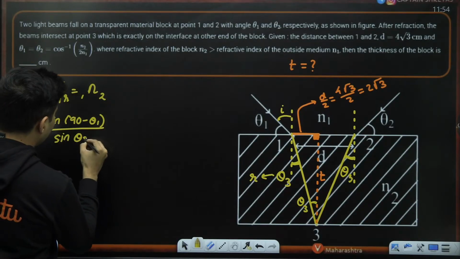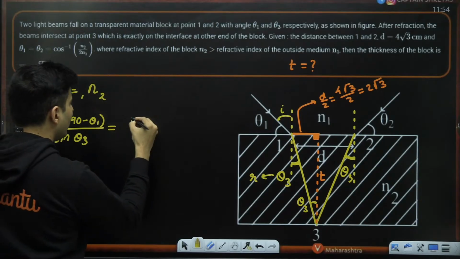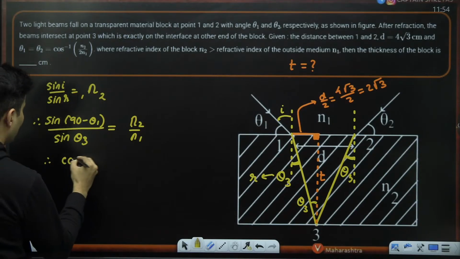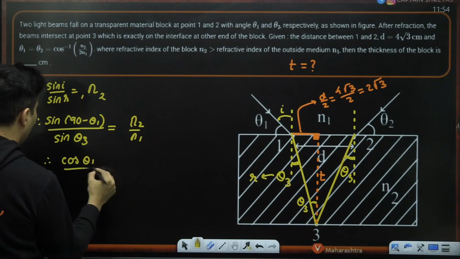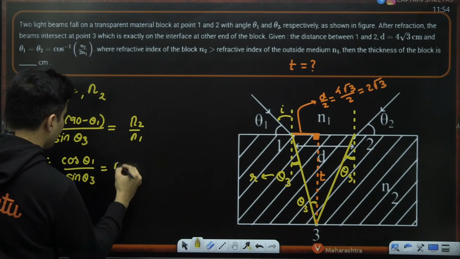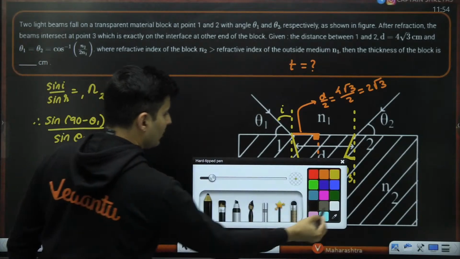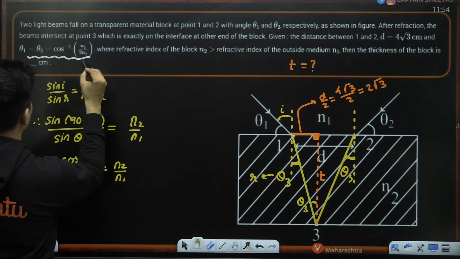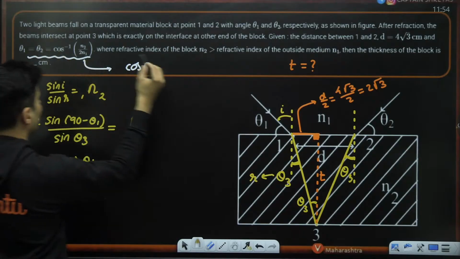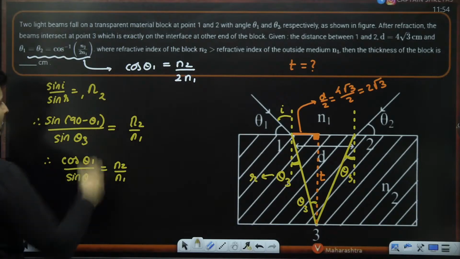Okay. So now, what is sine of r? Sine of theta 3, of course, which I need eventually. N12 will be N2 by N1. I just gave you the formula. So this is nothing but cos theta 1 by sine of theta 3 is N2 by N1. But there is something interesting given over here. Yes, use that. From this, I can clearly see cos theta 1 will be N2 divided by 2 times N1. Just take the cos on the other side.